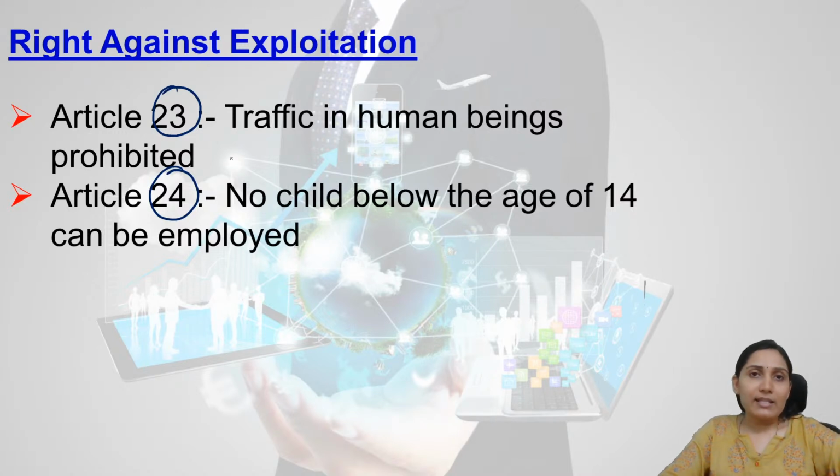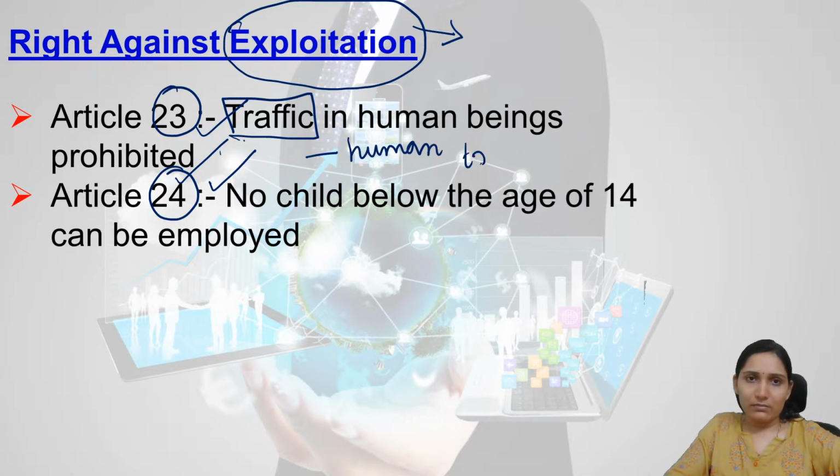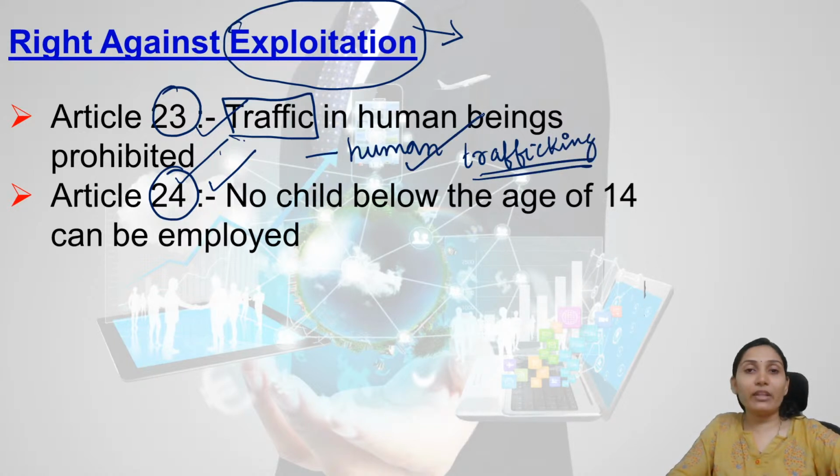Okay, right against exploitation means that no person can be exploited. Now, Article 23 and 24 discuss the same. Article 23, traffic in human beings is prohibited. That is human trafficking. Human trafficking is prohibited under the constitution.